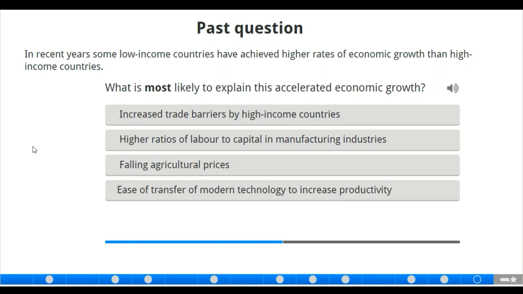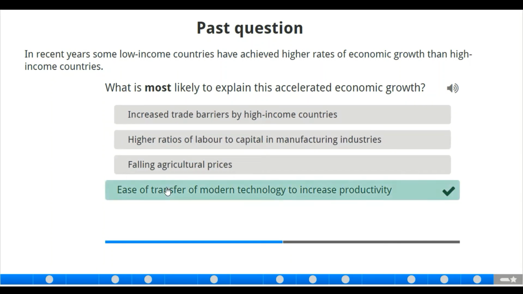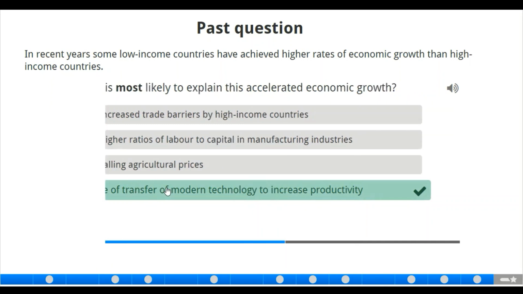Of course, we have known our answer here when they say in recent years some low-income countries have achieved higher rates of economic growth than high-income countries. Now what should be the explanation of this economic growth? It is the ease of transfer of modern technology to increase economic growth.